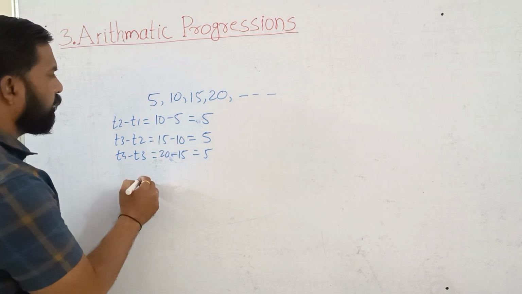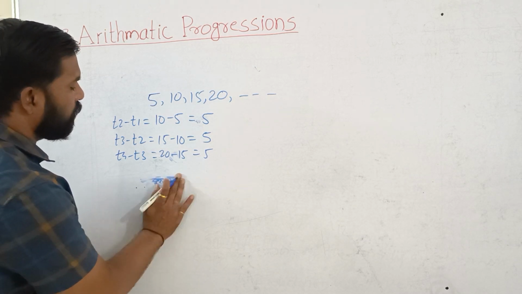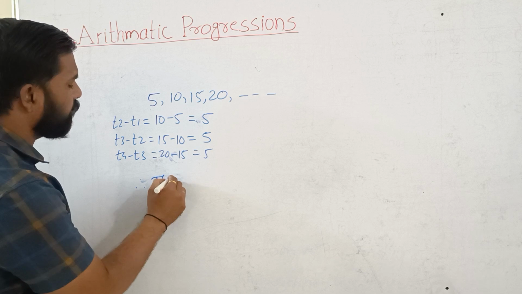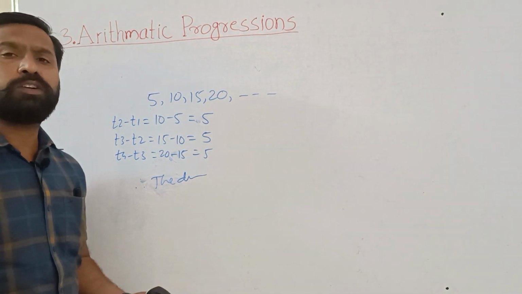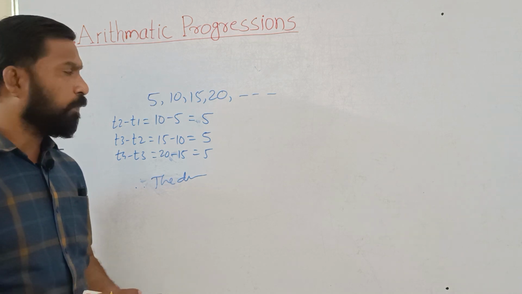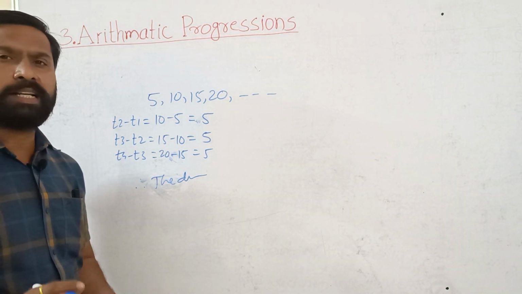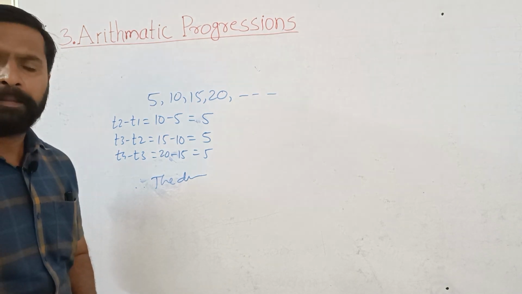So you can write the statement: the difference between any two consecutive terms of the given sequence is the same. Therefore, 5, 10, 15, 20 is an arithmetic progression. The given sequence is an arithmetic progression.